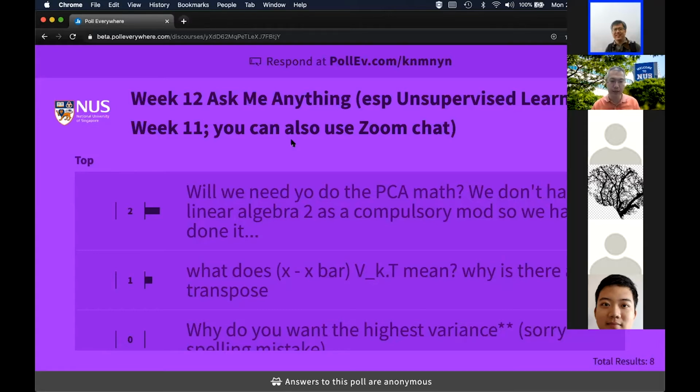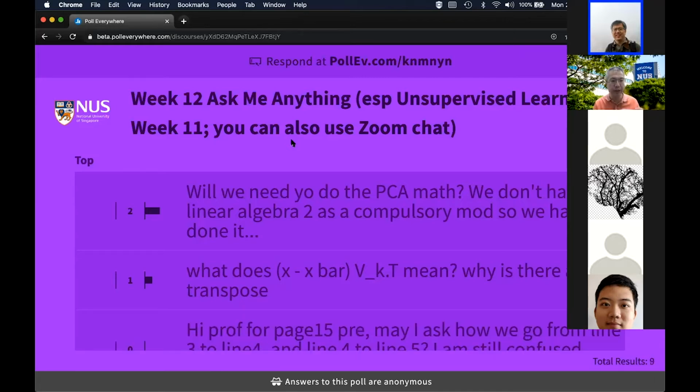So what does the x minus x bar mean? This is just the amount of difference between the position of the point and the mean. And then V_k transpose is just the representation of the vectors in the transpose. So the V_k is just the particular orthonormal vector.